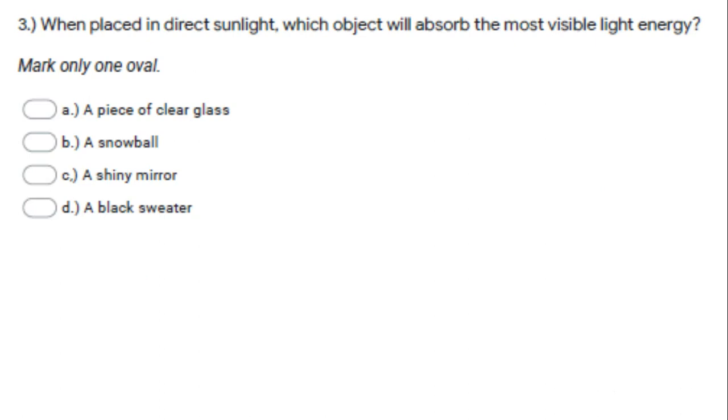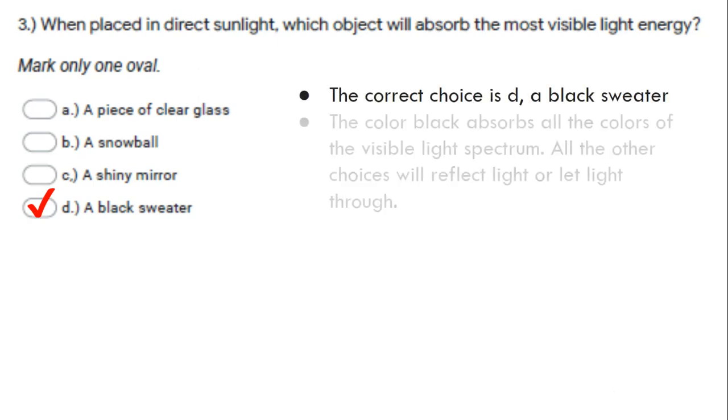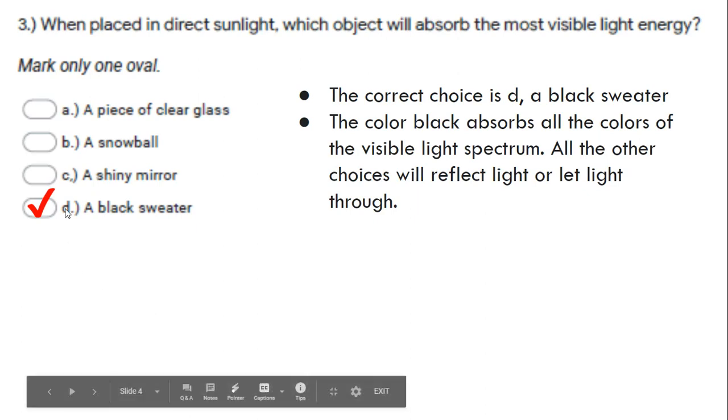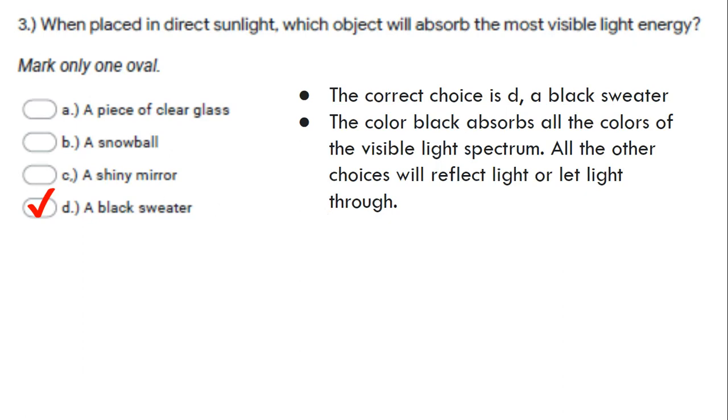All right, question three. When placed in direct sunlight, which object will absorb the most visible light energy? Is it A, a piece of glass, B, a snowball, C, a shiny mirror, or D, a black sweater? Right, the correct answer choice is D, a black sweater. The color black absorbs all colors of the visible light spectrum. All the other choices will either reflect light or let light through. The glass lets light through, the snowball reflects light, and a shiny mirror probably reflects and lets through light.